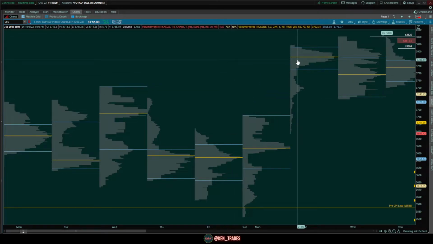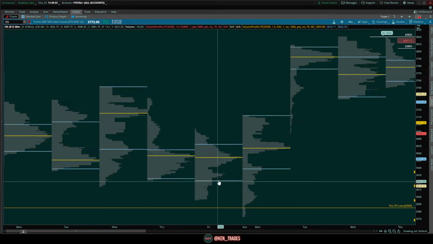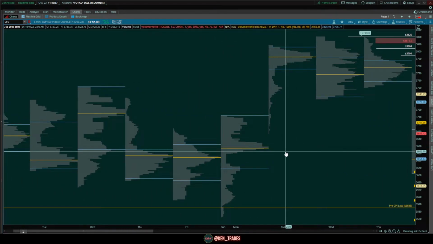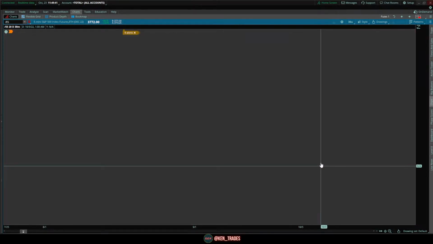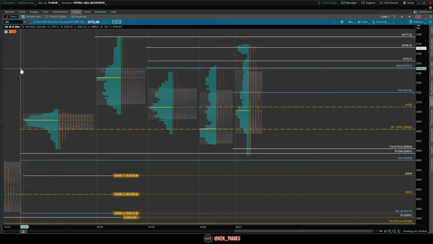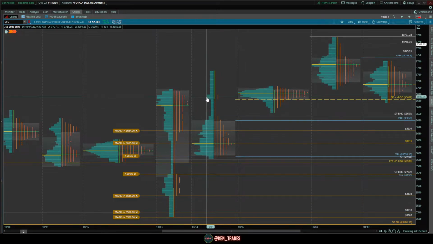Fade any single prints. So single prints, like I said, the only thing you can see from single prints is from a profile, a TPO chart or a volume profile chart. TPO chart would make it. Yeah, so I think this link is the workspace, right? It's in one of the indicators chat.